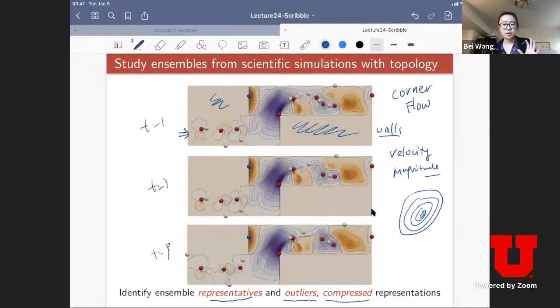The compressed representation means that I want to reduce the entire collection of my data to only a few instances that explain the entire set. This is where the connection to PCA comes in. All right.